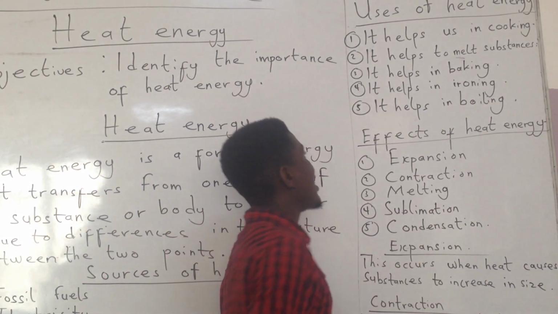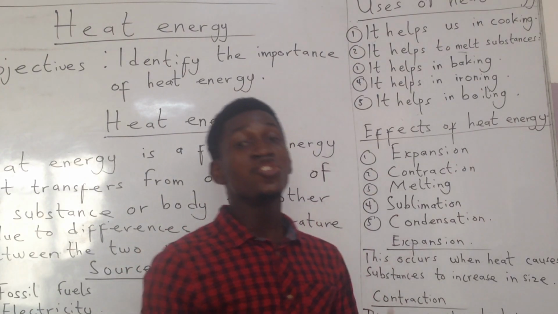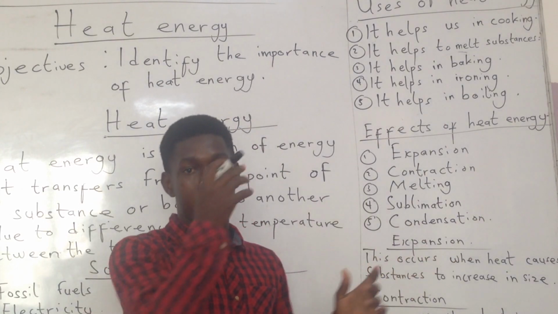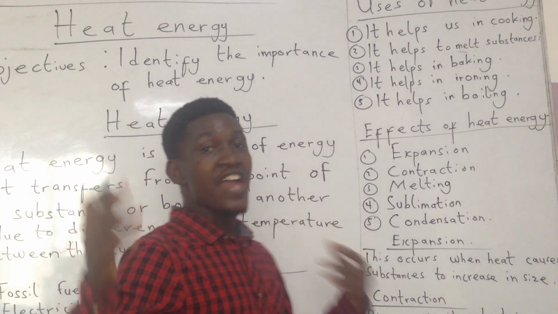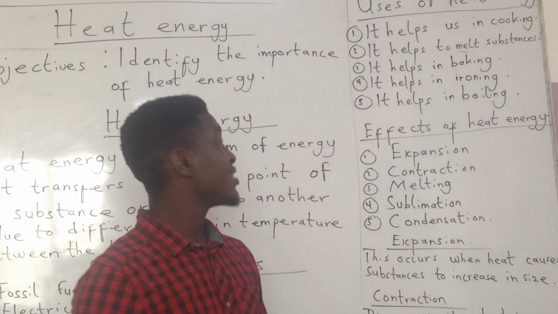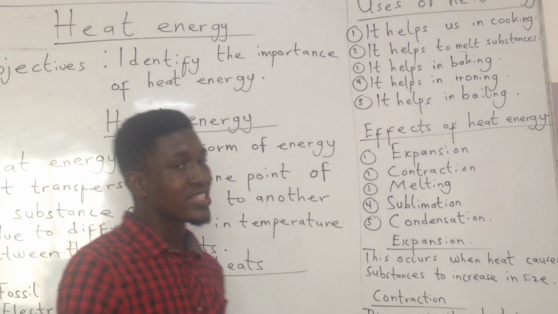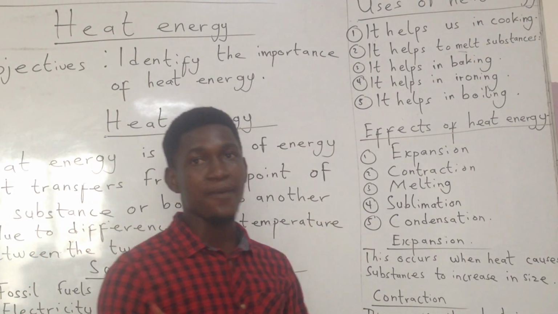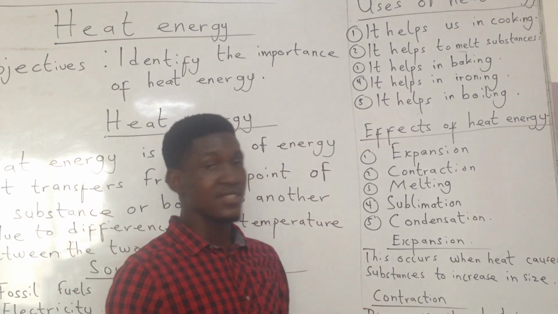The next one, it helps in ironing, okay? Whenever you want to iron your dress, you need heat energy, depending on the type or the source of heat energy that you want to use. Yes, we can use electrical heat energy. There are several sources or types of heat energy that we can use to iron our dresses, okay? So heat energy helps us in ironing.